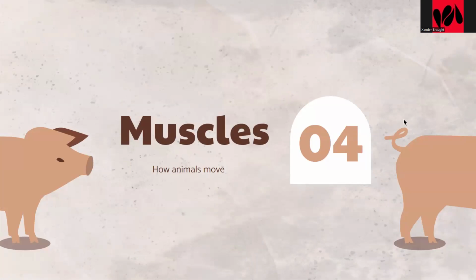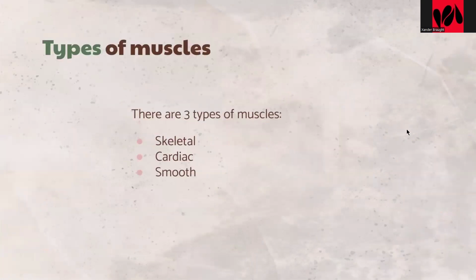All right, here's muscles. This is my favorite one. Three types of muscles: skeletal, cardiac, and smooth. You can take your guesses as to which one is which. You may or may not get it. We'll see.